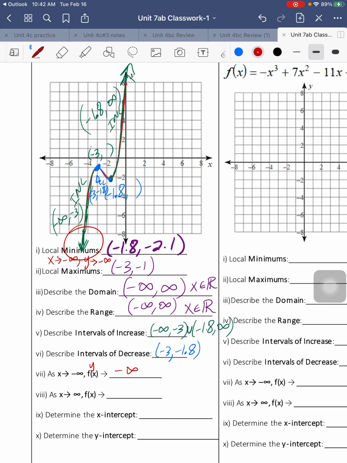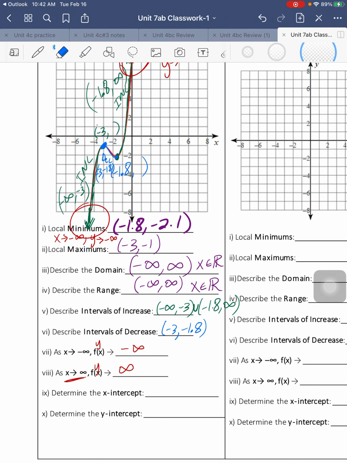On the other end of the graph, that is going in 2 directions. It's going to the right forever, which is x is going to positive infinity. And it's going up forever, which is y value is going to positive infinity. So x is going to positive infinity, the y value is going to positive infinity.